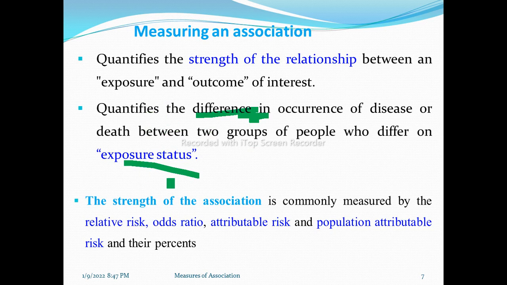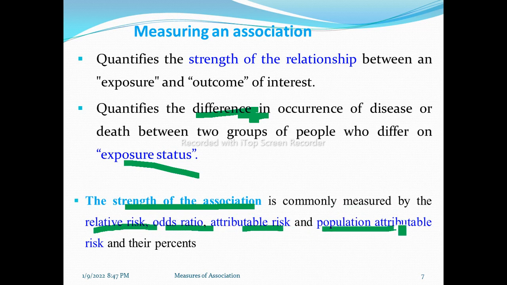Now the very important point is that the strength of association is commonly measured by: 1, relative risk; 2, odds ratio; 3, attributable risk; 4, attributable risk percent; 5, population attributable risk; 6, population attributable risk percent. So all these are commonly used measures of association or measures of strength of association. Now we will see one by one.